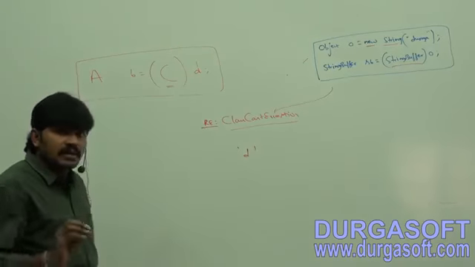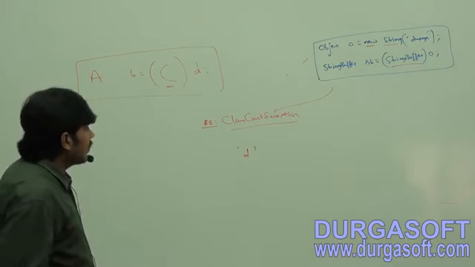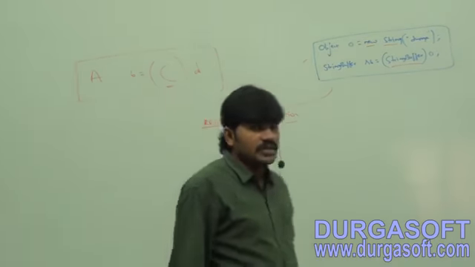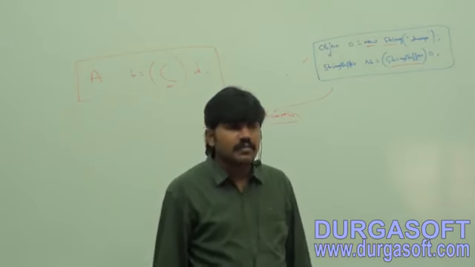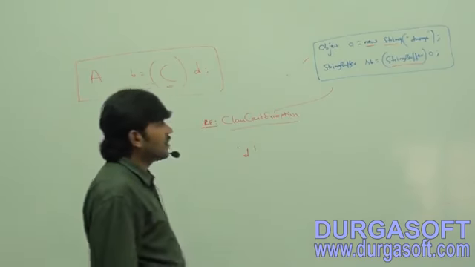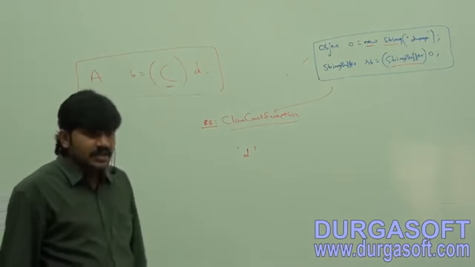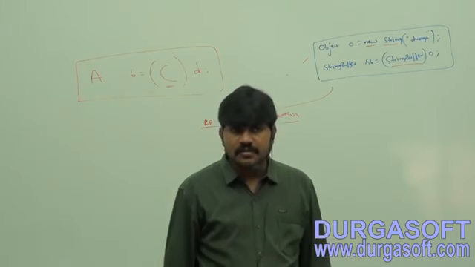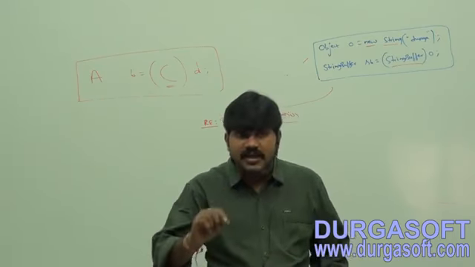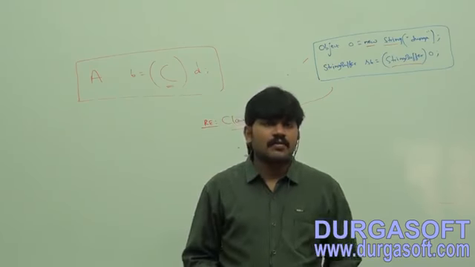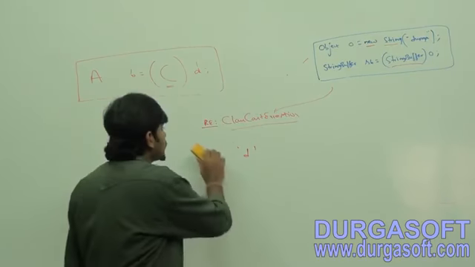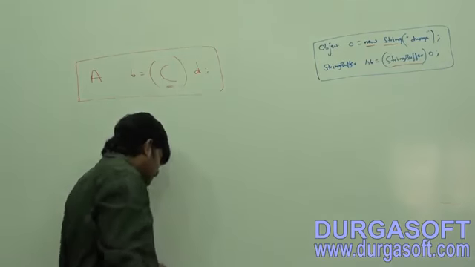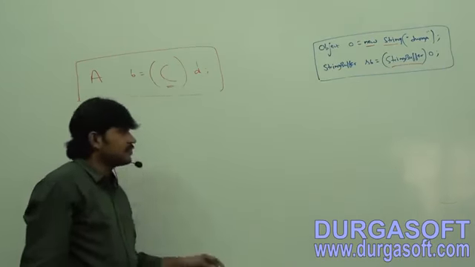Must be either the same or a derived type of C. Otherwise, we will get a runtime exception. What is that exception? We will get a runtime exception saying ClassCastException. Single word: ClassCastException.